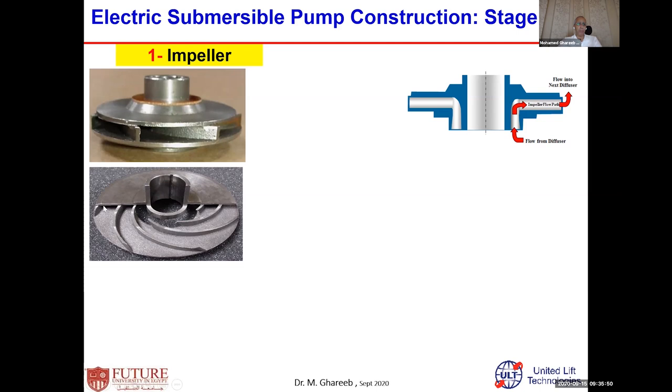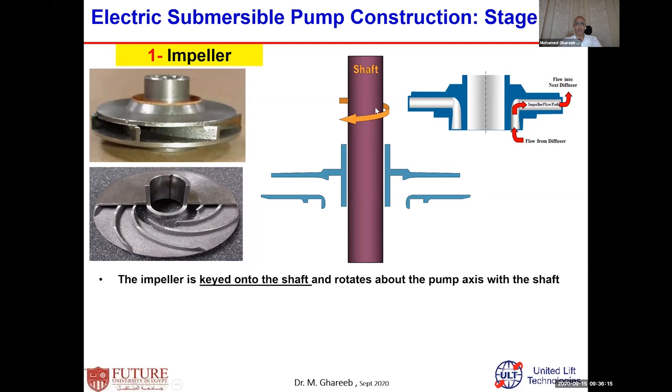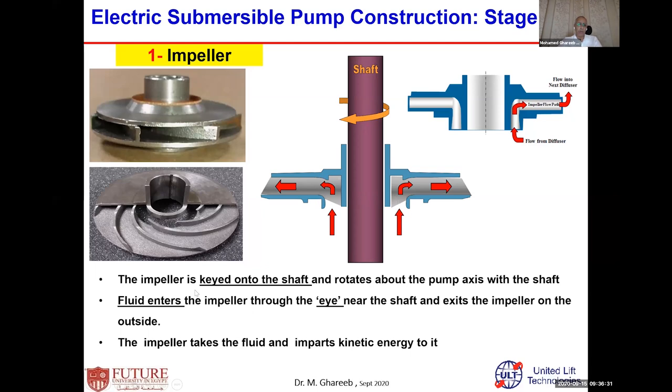This is the shape of the impeller, and this is a cutaway of that impeller to show you from inside how it looks. The fluid enters from this eye, called the eye, from here, and goes out through this one. Fluid enters from the bottom and goes out here. The impeller is keyed to the shaft. It's fixed with the shaft and rotates about the axis with the shaft. When the shaft is rotated, this impeller is rotated. Since the impeller and shaft are rotated, what if I have a fluid coming to the impellers from this point, from this eye, from this area down?